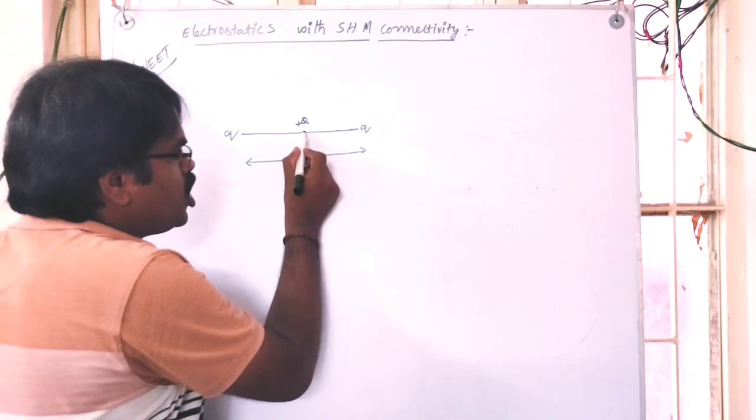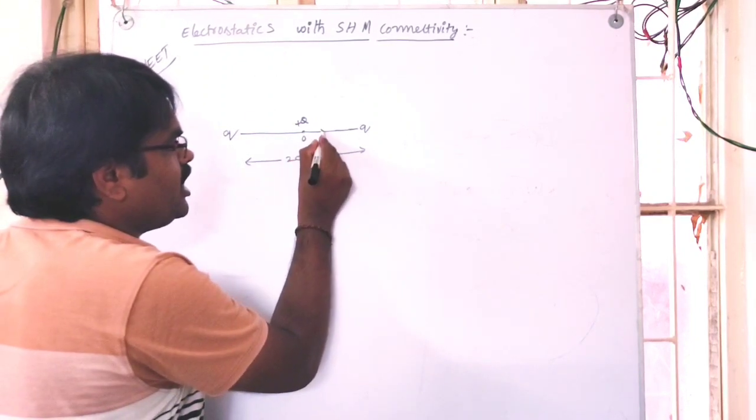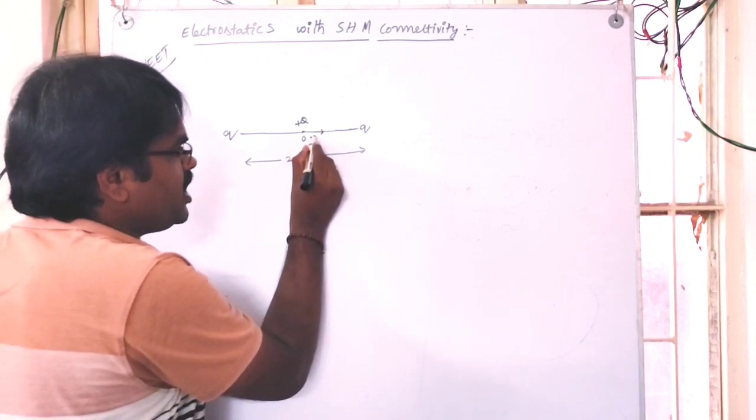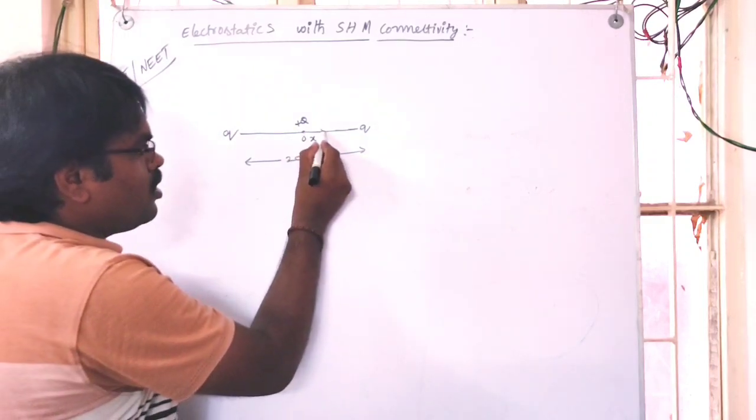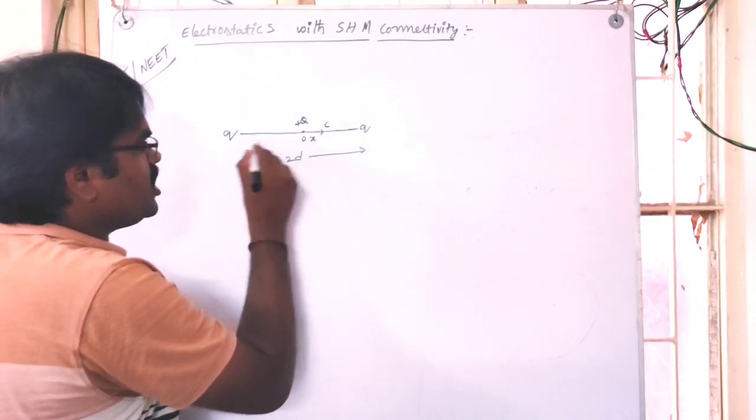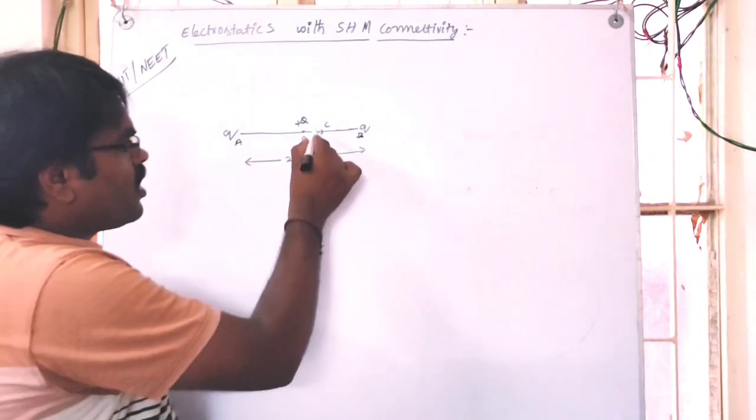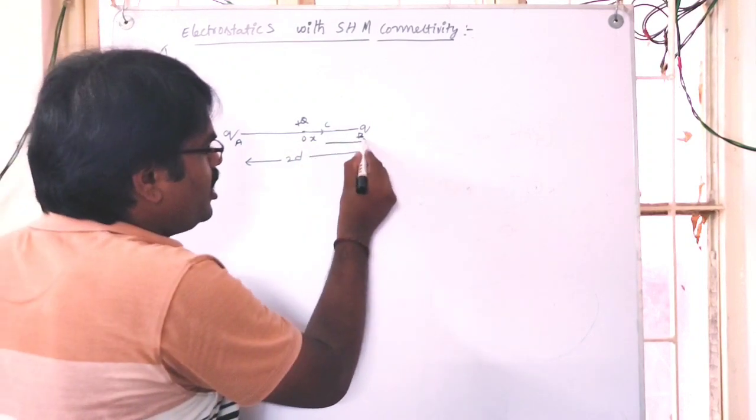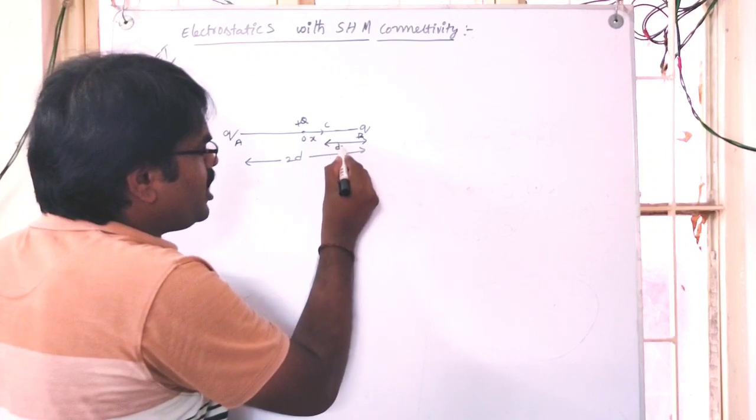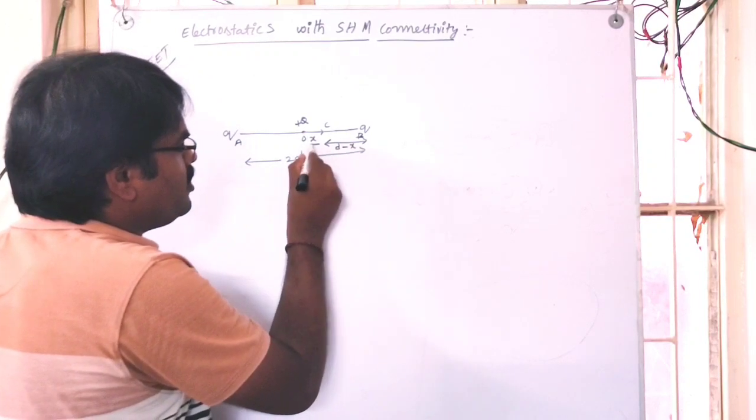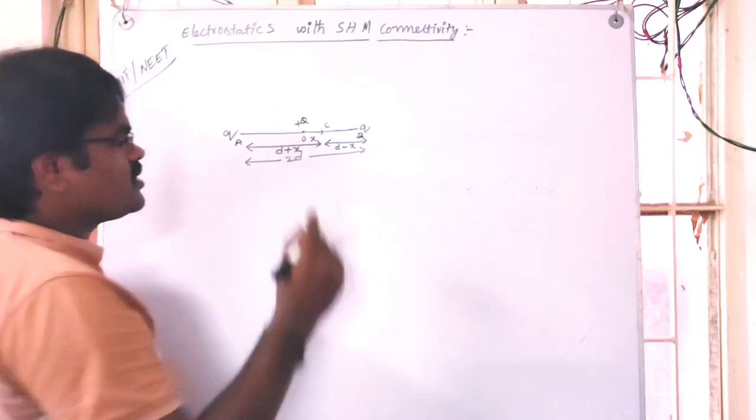Then the positive charge plus q is slightly displaced. The displacement is x. Then that means the charge is at point C. These we consider A and B. Now what is the distance between B and C? It is d minus x. Then the other distance is d plus x.